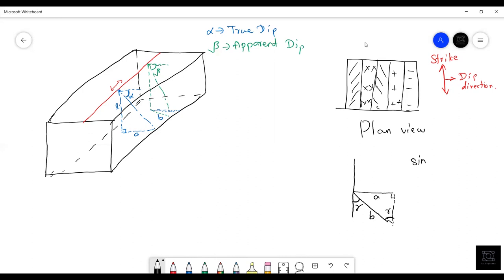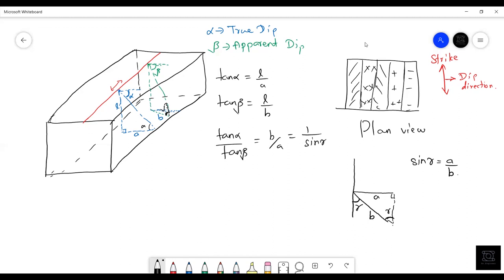So we can write sine gamma is equal to A by B. Similarly, if you consider these two triangles, the blue triangle and the green triangle, from the blue triangle you can write tan alpha. Since this is alpha, this is also alpha; here it is beta, and this angle is also beta. So tan alpha is equal to L over A, and tan beta is equal to L over B. So tan alpha by tan beta will give you B by A, which is equal to 1 over sine gamma. So tan beta is equal to tan alpha times sine gamma.